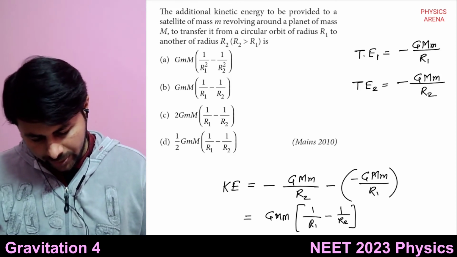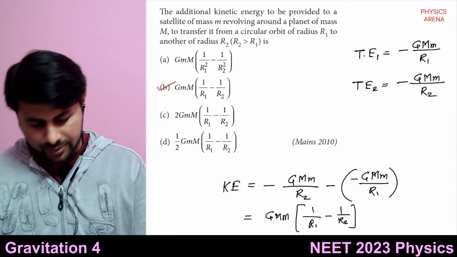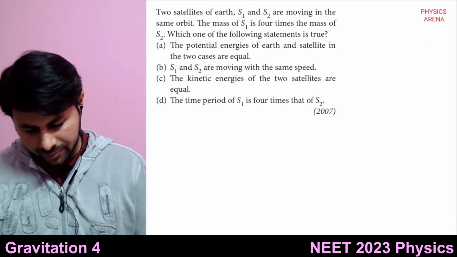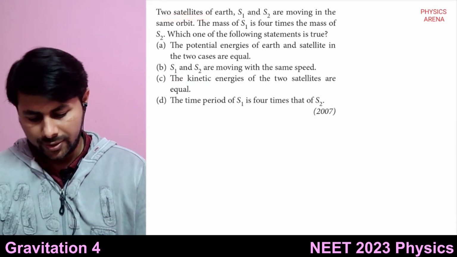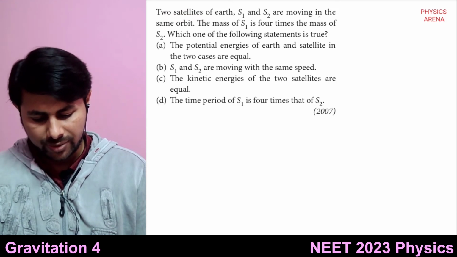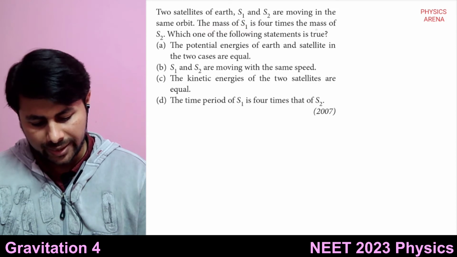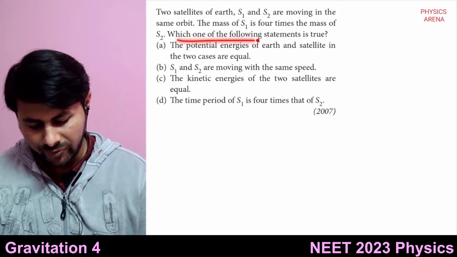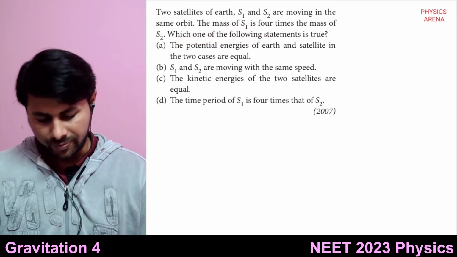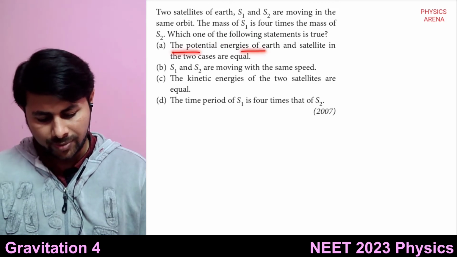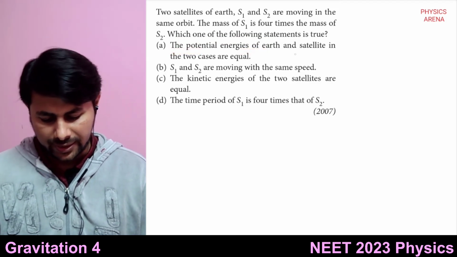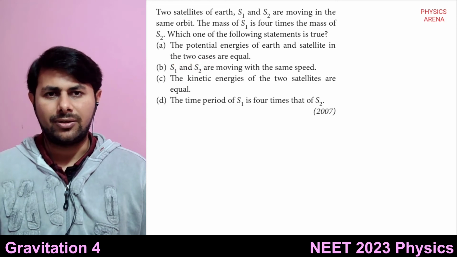Okay, so option B is the answer. Next question. Two satellites of Earth, S1 and S2, are moving in the same orbit. The mass of S1 is 4 times the mass of S2. Which one of the following statements is true? The potential energies of Earth and satellite in the two cases are equal.